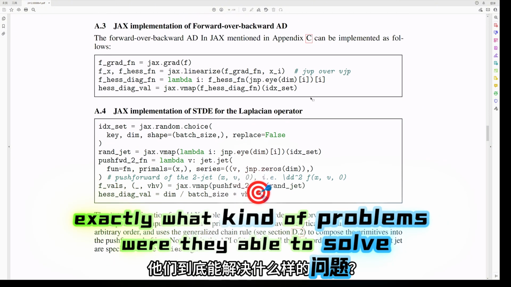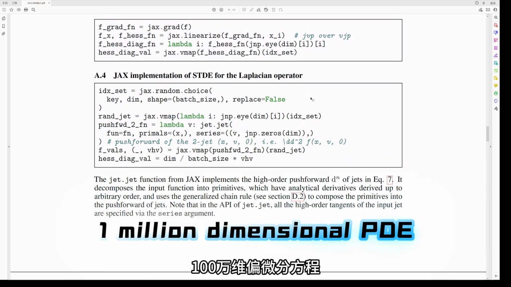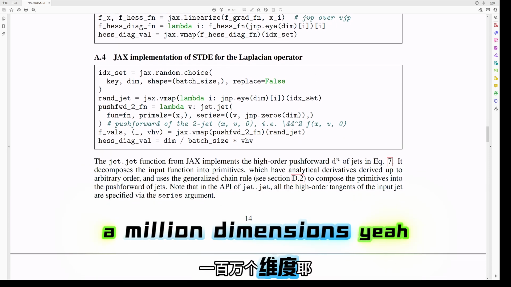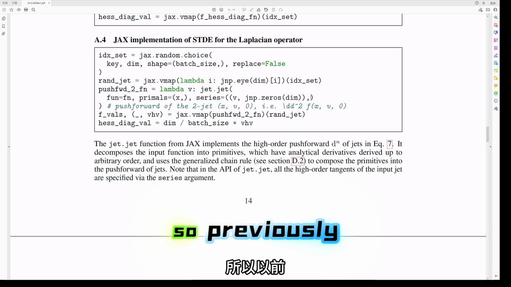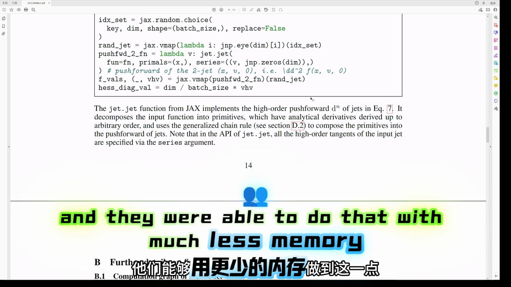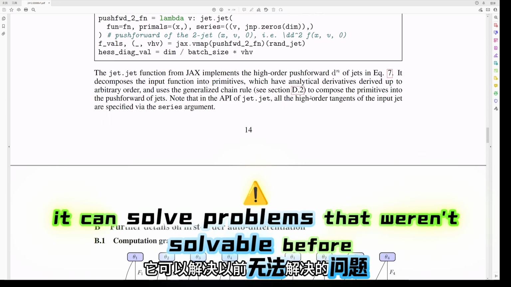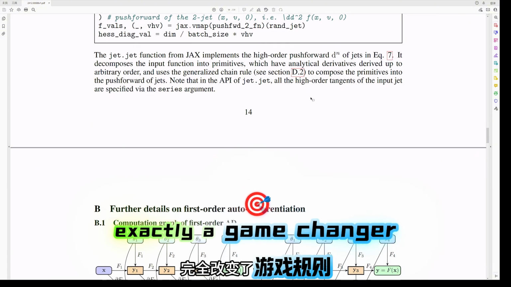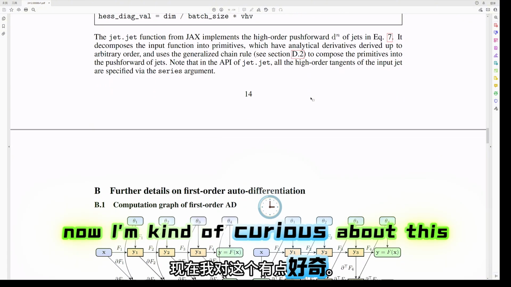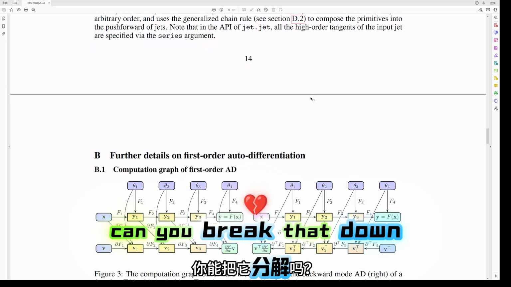Exactly. What kind of problems were they able to solve? So one really cool thing they did was they solved a 1 million dimensional PDE. 1,000,000 dimensions. Yeah. So previously that was just way too big to even consider. Right. And they were able to do that with much less memory. Okay, so faster, more efficient. It can solve problems that weren't solvable before. Exactly. A game changer. Now, I'm kind of curious about this Taylor mode automatic differentiation. Yes. Can you break that down?